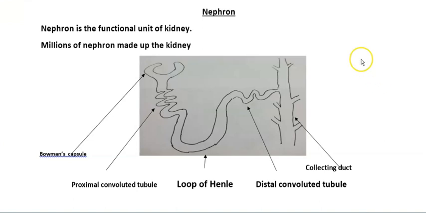I repeat. This is Bowman's capsule. This is the proximal convoluted tubule. This is the loop of Henle. This is the distal convoluted tubule. And this is the collecting duct. These are the parts of the nephron that you must know.